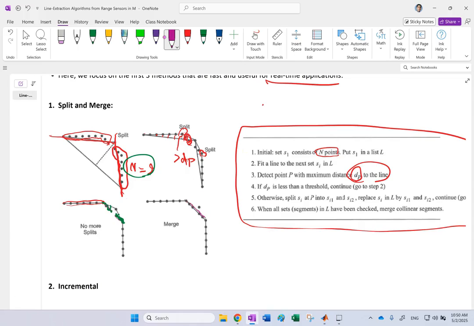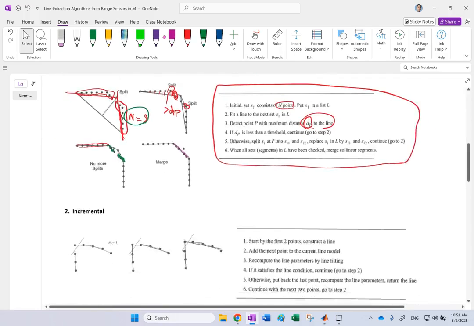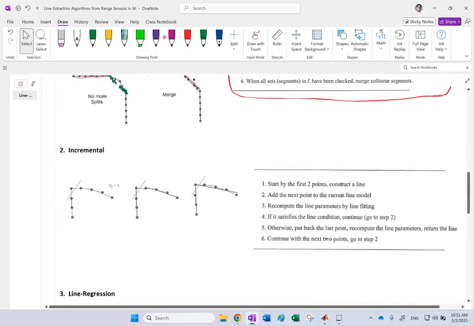Okay? So here, based on, again, the closeness of the parameters describing these lines, you can merge them or decide not to merge them. So that is basically how this split and merge works. And you see the algorithm is very, very simple. Okay? Now, we also have the incremental one.